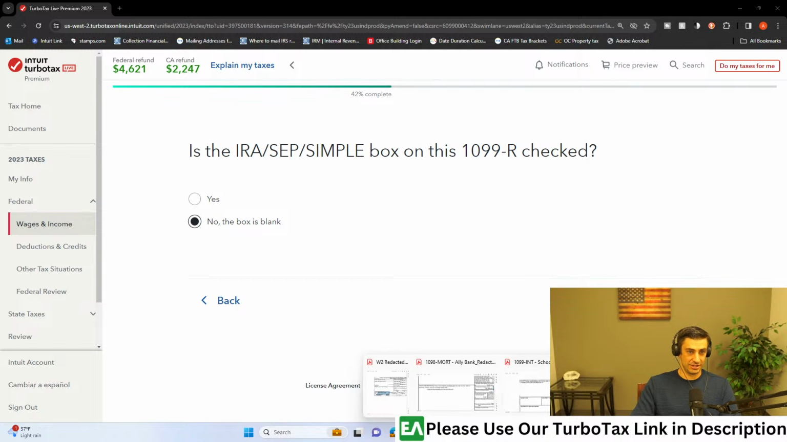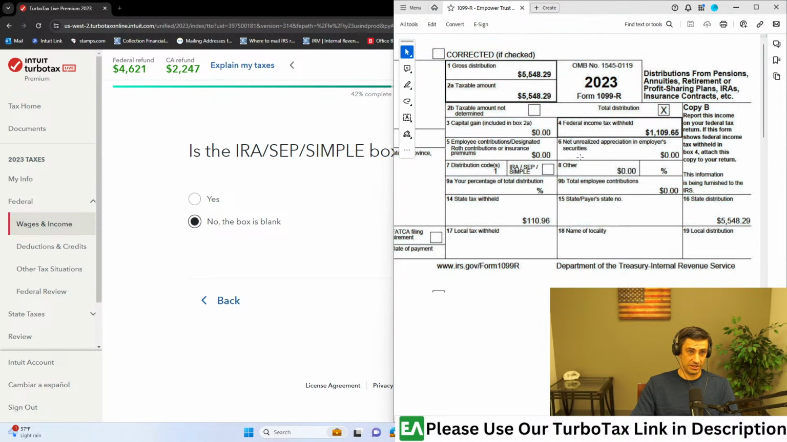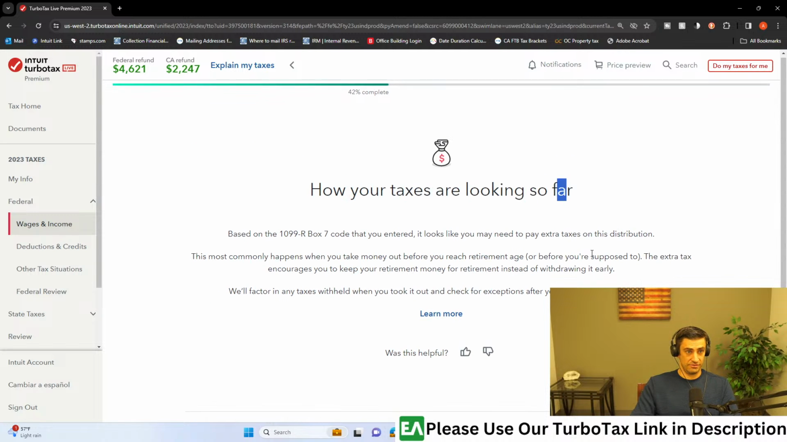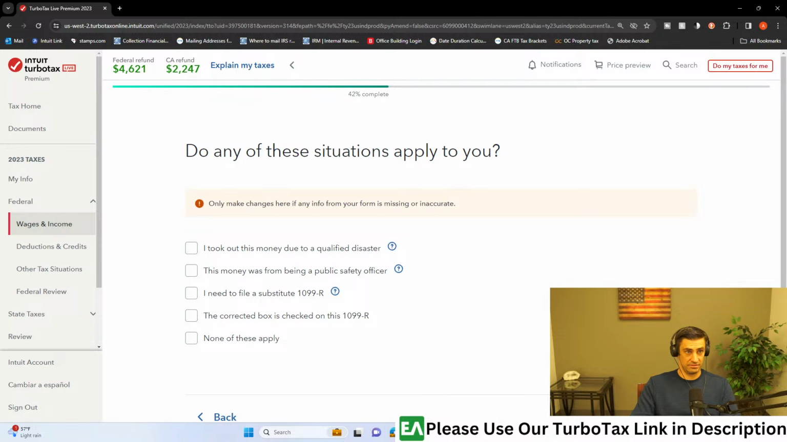We do want to double check that. That's actually a good one. We do want to double check that that box right there is not checked. Okay, so no, it's blank. All right, how are your taxes looking so far? Are they looking good? Any of these situations? Of course. So what this is asking, I believe, is essentially some of the exemptions to that 10% penalty, but none of these apply.